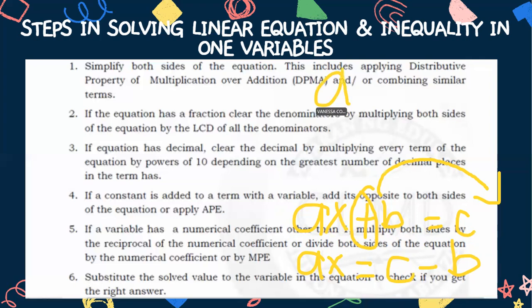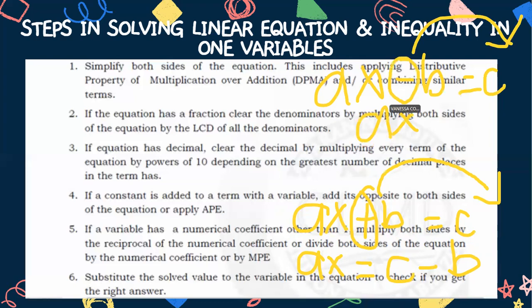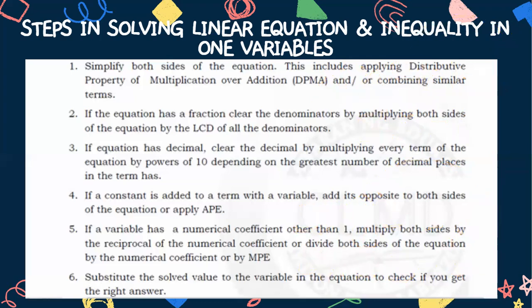Kapag ax minus naman, ax minus b is equals to c. So, ililipat natin siya o ita-transpose natin. So, magiging ax, yung minus, magiging plus. Kasi minus, kapag nilipat mo sa kabila, magiging plus. So, ang tawag po dyan is transpose or ililipat po natin. C, itong minus magiging plus, and then copy mo lang tong b. So, ganyan na siya. ax equals to c plus b. Right? So, that is step number 4.